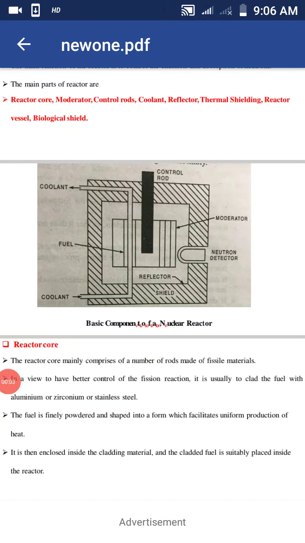Good afternoon, students. In the last class, we discussed the block diagram of a nuclear power plant. Today, we'll discuss the nuclear reactor and its basic components. So, what are the basic components of any nuclear reactor? They are the control rod, the fuel, reflector, coolant, shielding, neutron detector, and the moderator.